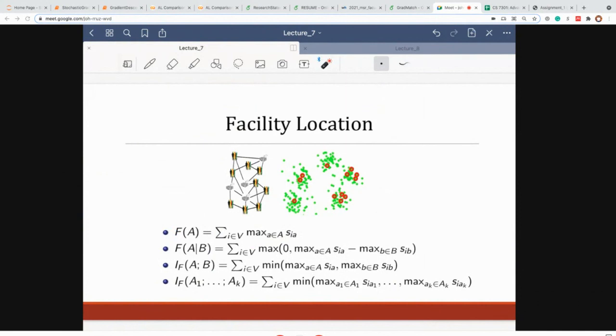We can define the conditional gain here, and the conditional gain basically says that for every item i in V, I see whether there is anything in A that represents the item i better than what B already represents it. If there is something that represents it better, then there is a conditional gain. Otherwise, for that particular item I am already saturated, so my gain is 0 for that item i. That's why it is the max of the difference between these two things.